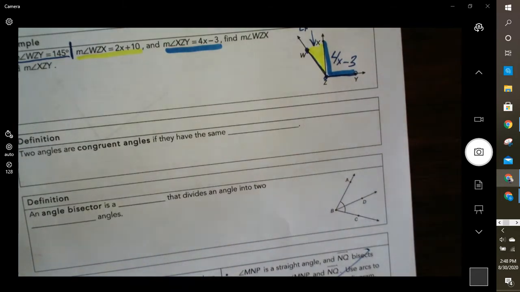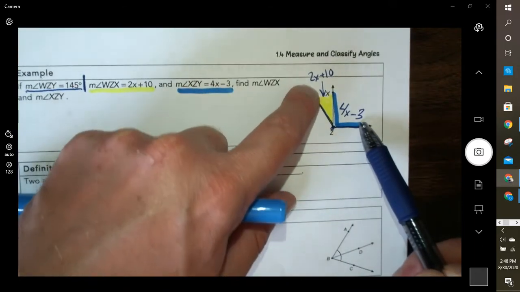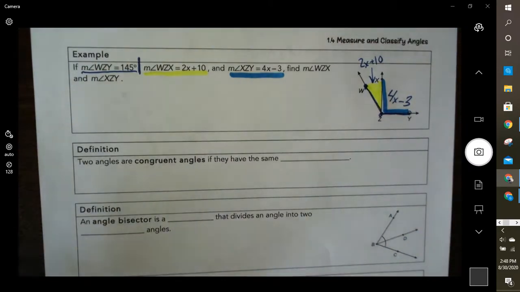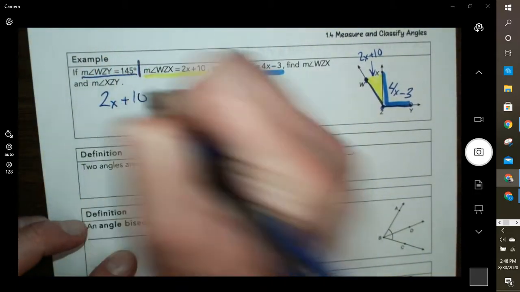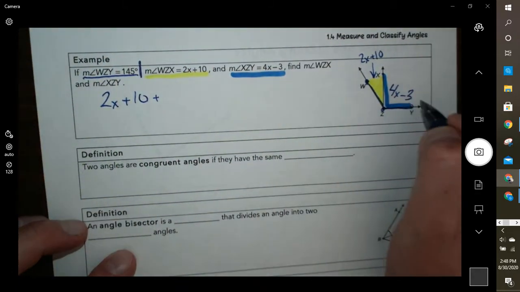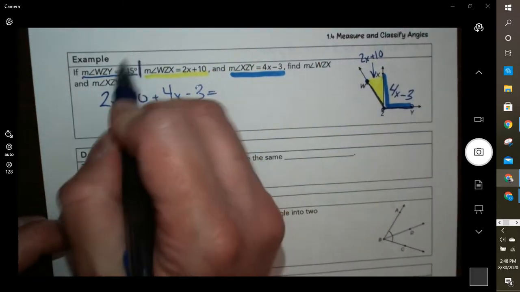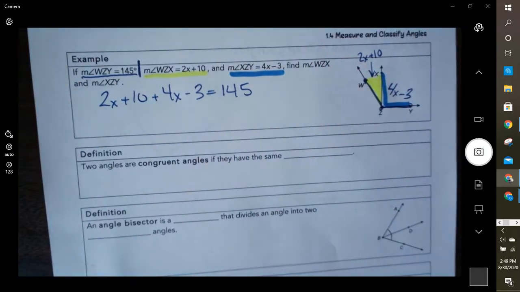So we're going to use our angle addition postulate, saying that we add these two expressions together, and that will equal the total angle here. These two parts added together will equal the total. So let's go ahead and add those: 2x plus 10 plus 4x minus 3 equals the total 145. All right, make sure everybody's got that there.